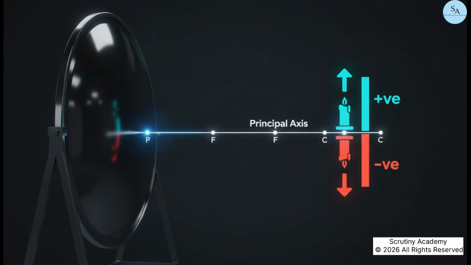Now, the vertical rule is even easier. It's just like the y-axis on a graph in math class. Any height you measure above the principal axis is positive. Anything you measure below it is negative. Simple as that. And this is the rule that tells you if an image is going to be upright or flipped upside down.